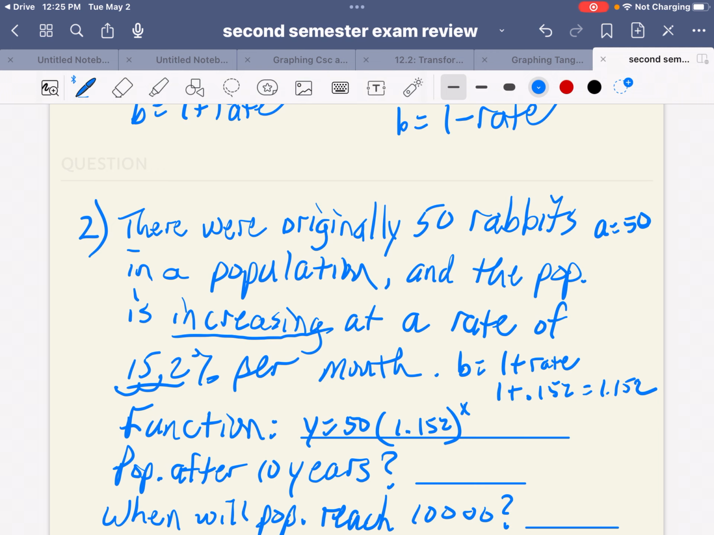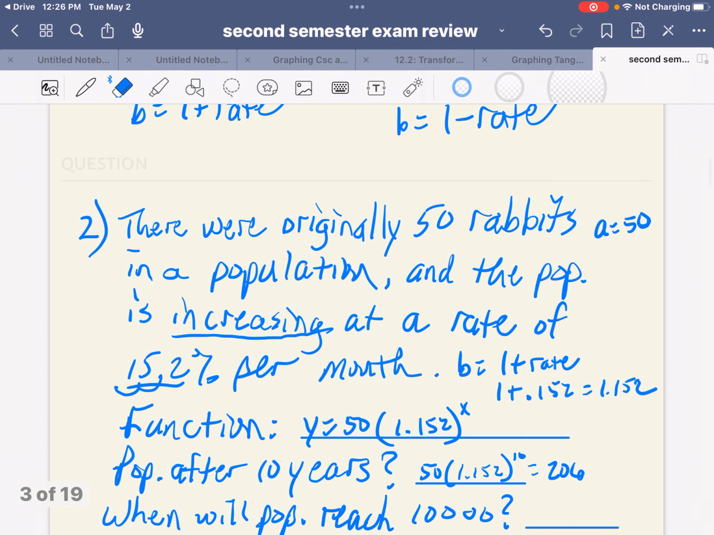Population after 10 years just means plug in 10 for x. So 50 times 1.152 to the 10th power. And we're going to grab a calculator and figure out what that is. So 50 times 1.152 to the 10th power on my calculator is 205.8. So there's going to be approximately, I'm sorry, that's 206-ish right there. 205.8 rounds to 206-ish, okay?